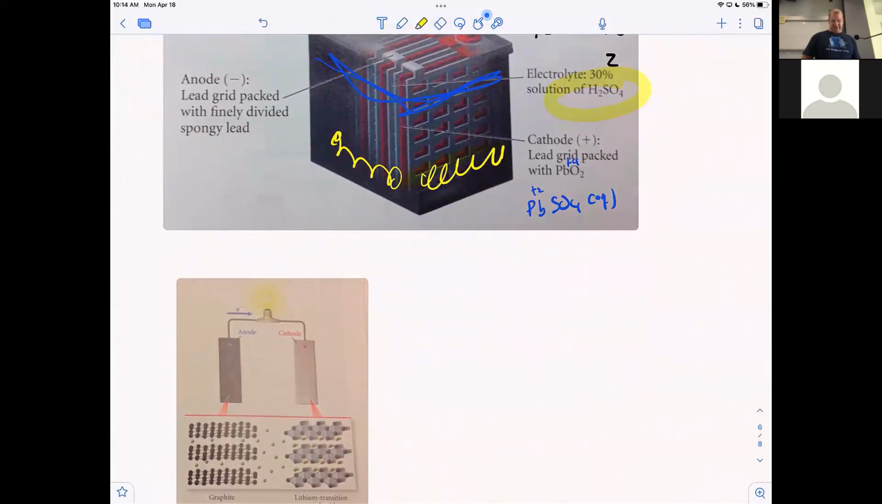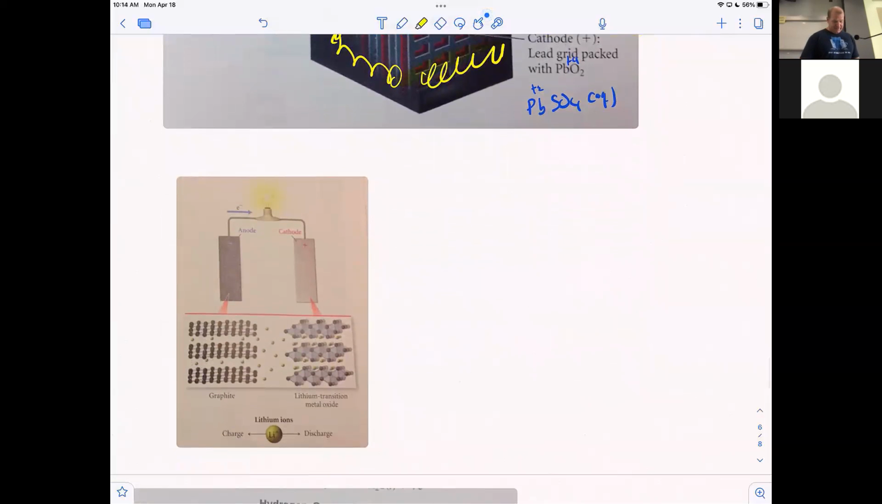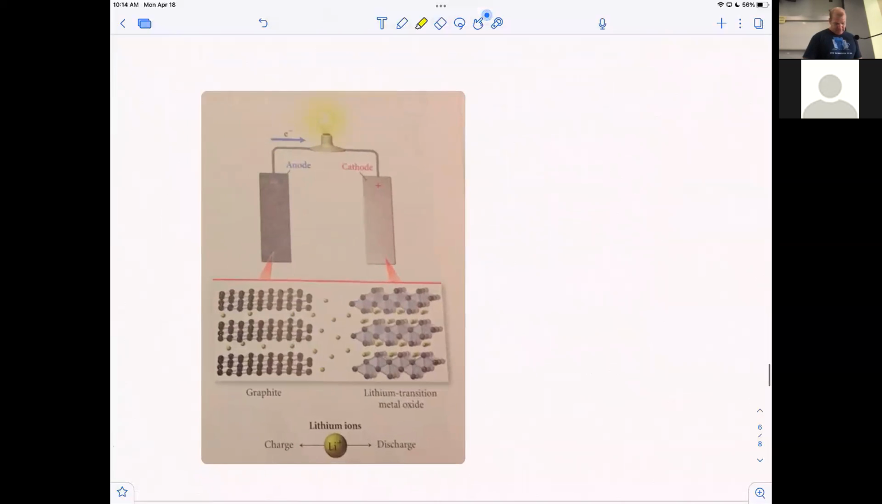That's the common lead acid car battery that most gasoline cars have, and also diesel engines. They tend to have lead acid batteries to help turn their engines over as well. We have lithium ion batteries, and I'm looking at the time. I guess we're about done.